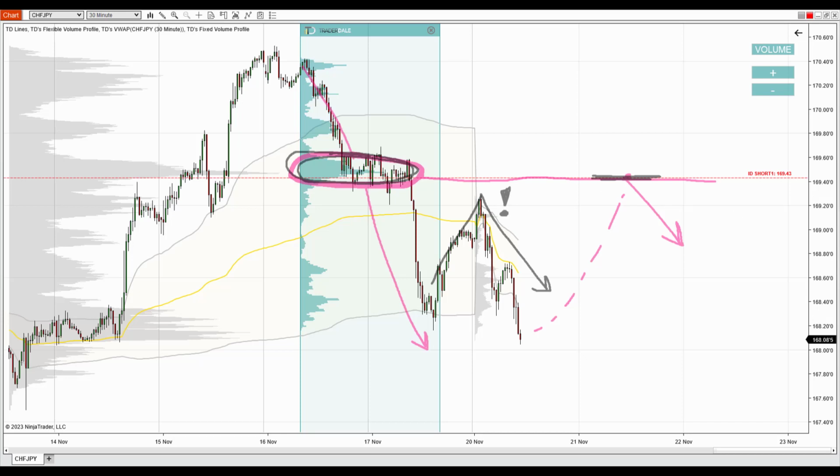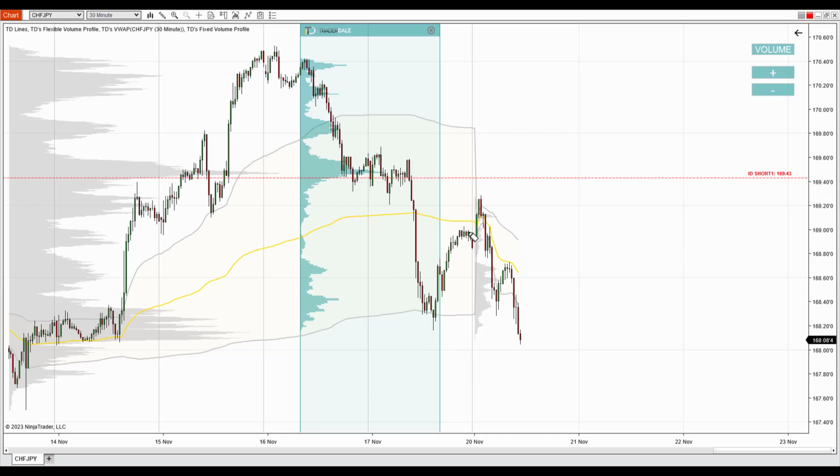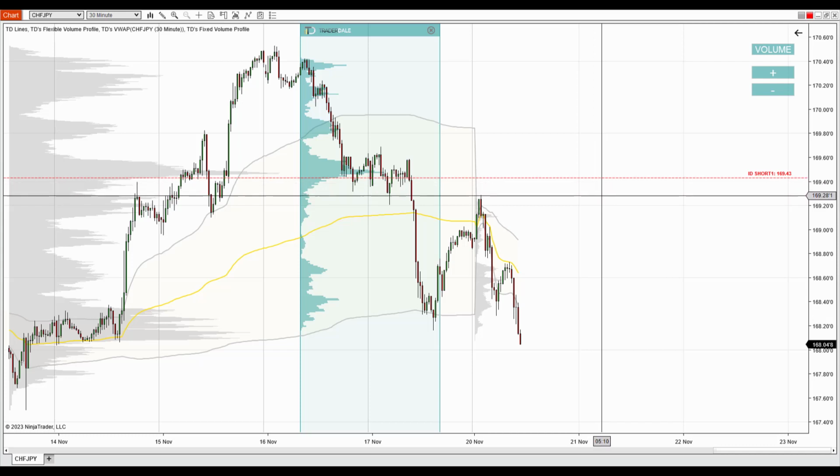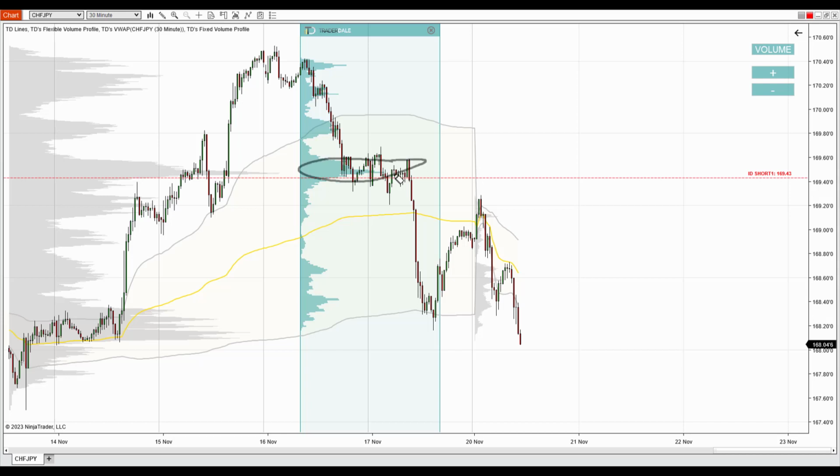All right. If this reaction was, for example, like this, just a couple of pips close to the level, then I would discard the level. I wouldn't trade it because it would be tested. All right. But the reaction was, in this case, around 15 pips away from the level, so I think that the level is still strong and that it will still work as a strong resistance.